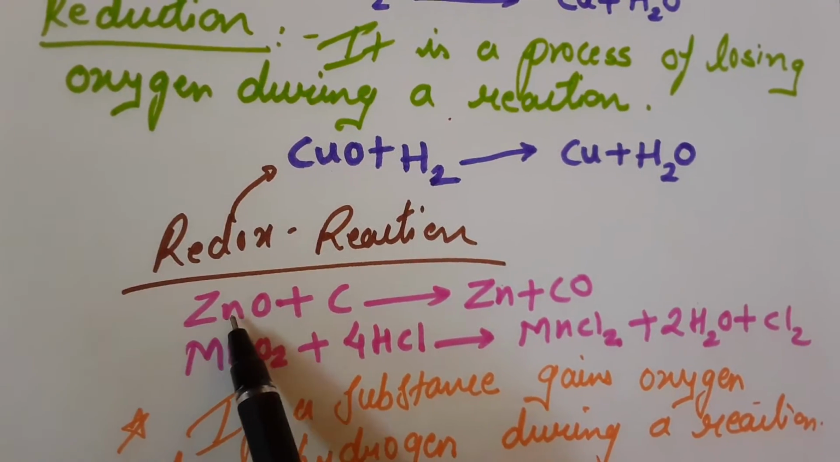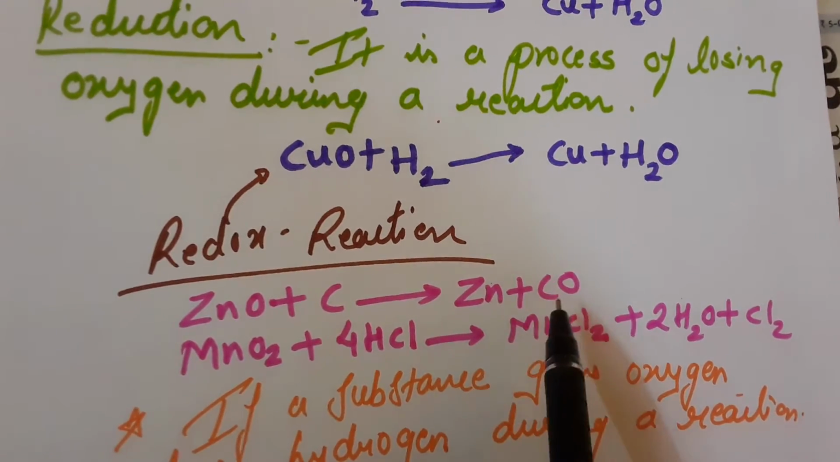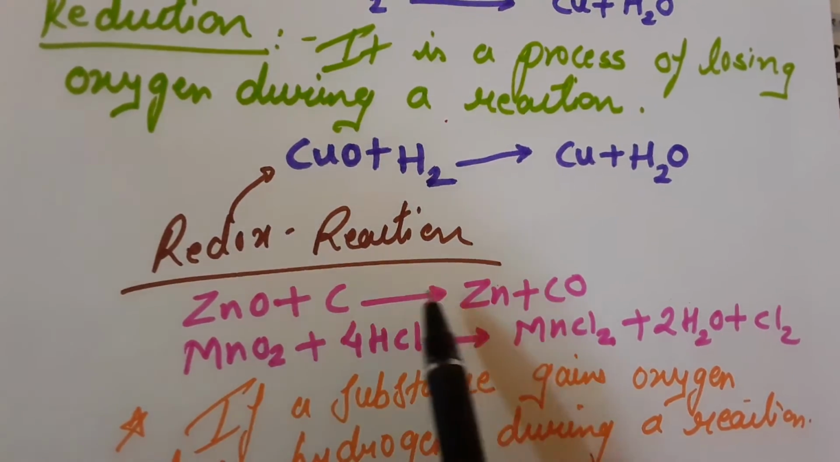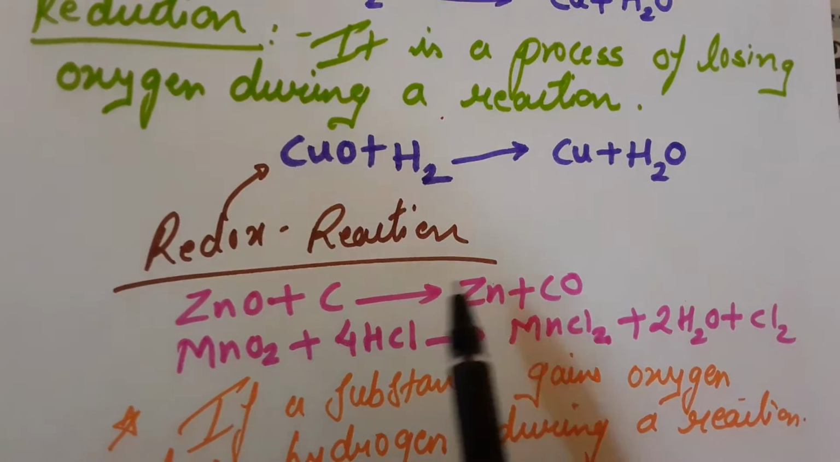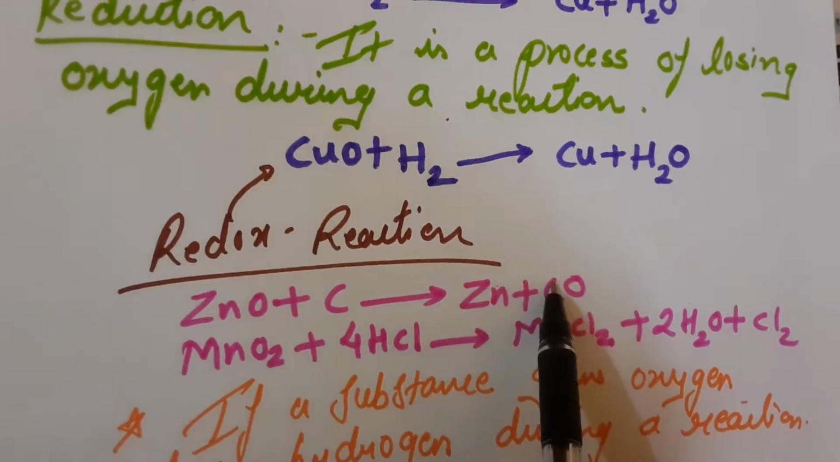This is one example. Zinc oxide plus carbon gives zinc and carbon monoxide. Here zinc oxide gets reduced to zinc. Carbon gets oxidized to carbon monoxide. So this is a redox reaction.